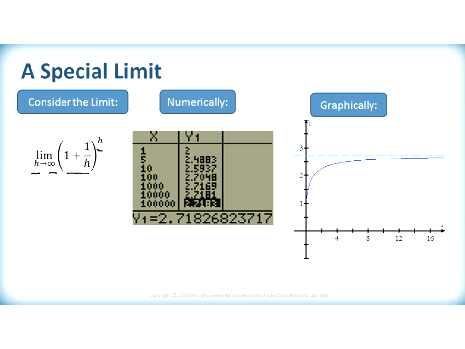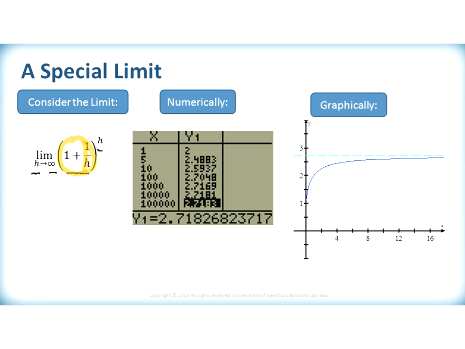Okay, so let's think about this. As h approaches infinity, the 1/h part of that is going to approach 0. So what we have happening here is this part is approaching 0. So inside these brackets, or parentheses as they're better called, everything is really going to approach a value of 1 plus 0, which is 1.